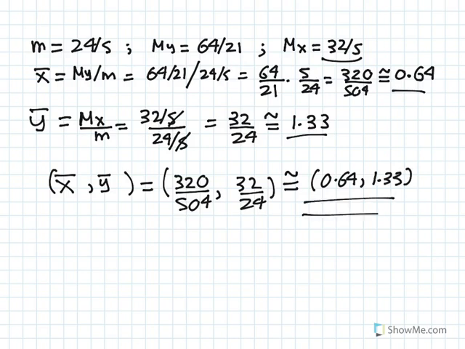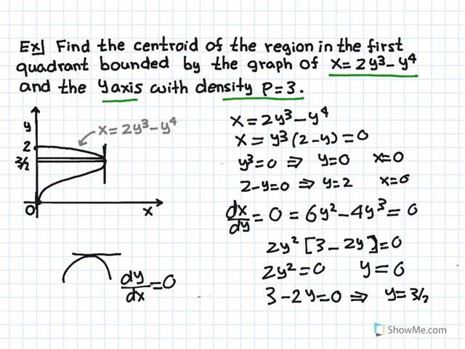Now, always ask yourself, does this make sense? Let's go back to the diagram and see if it makes sense. So this is kind of like a partial check on your solution. So we found the x-coordinate of center of mass to be 0.64. Well, that kind of makes sense. That's roughly about here, 0.64. And the y-coordinate is 1.33. It's roughly about there.